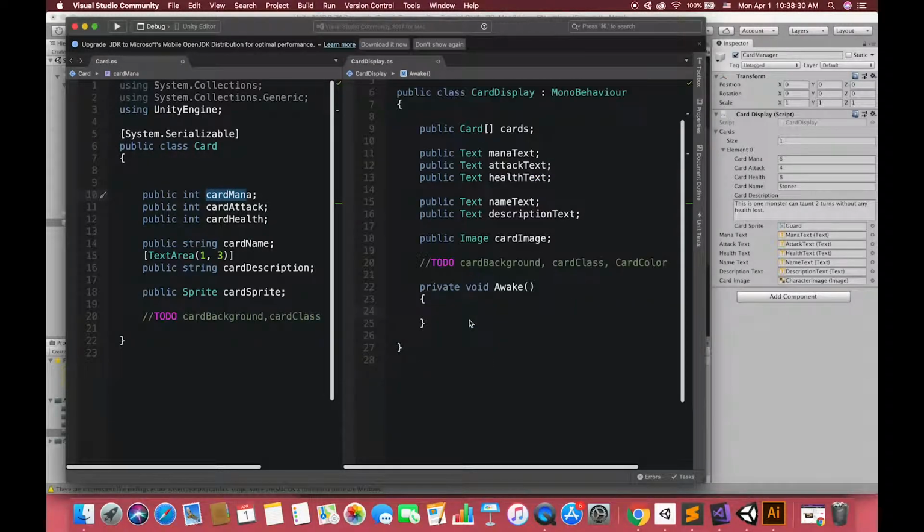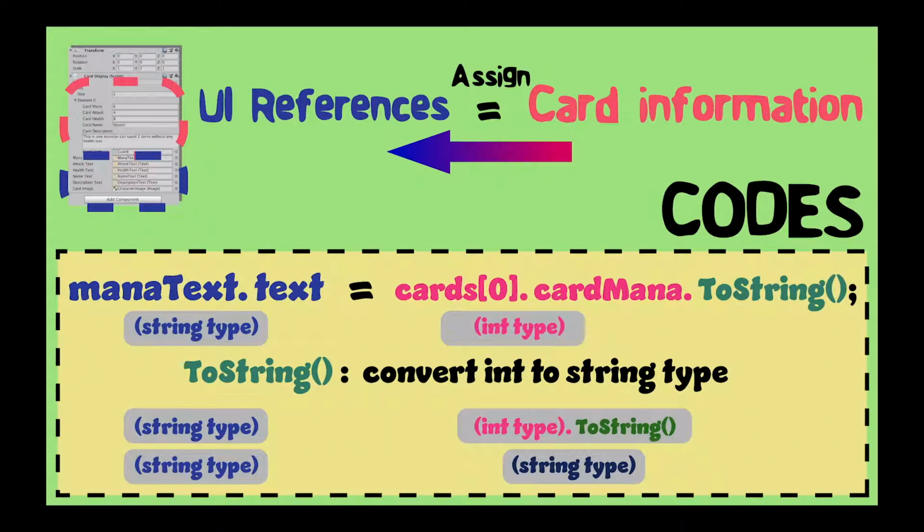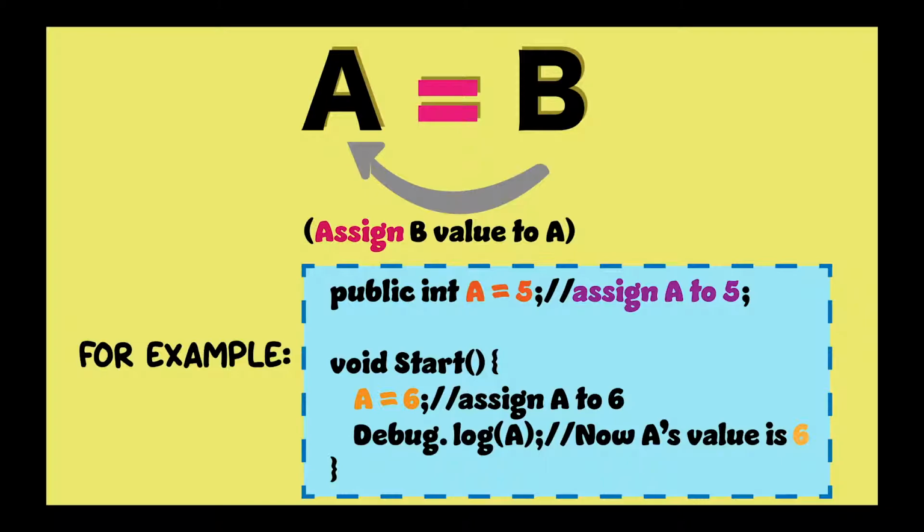Inside the Awake function, the main idea is that we want to assign our card detail information to our UI element references. So in the C# script code, on the right of the equals sign should be our card information, and on the left side is our UI elements. In C# and other computer languages such as JavaScript, the equals sign means assign. A equals B means we assign B's value to A. The double equals sign means equal. A double equals B means A and B have the same values.